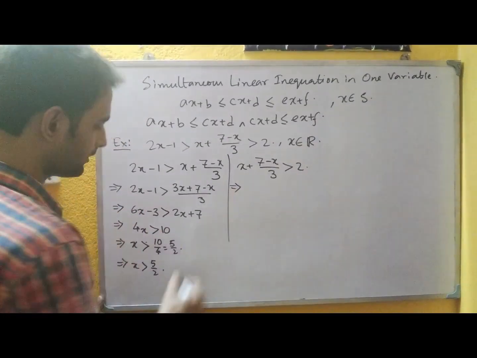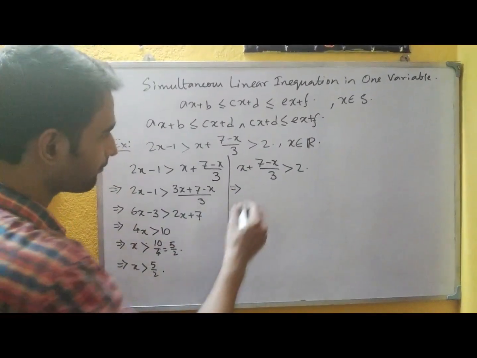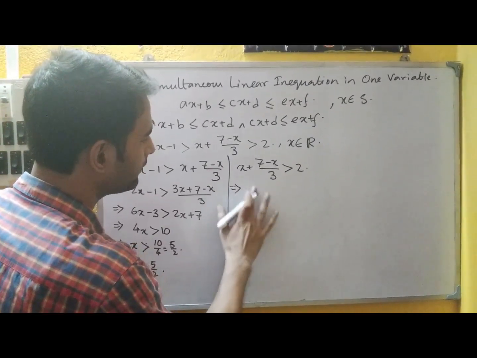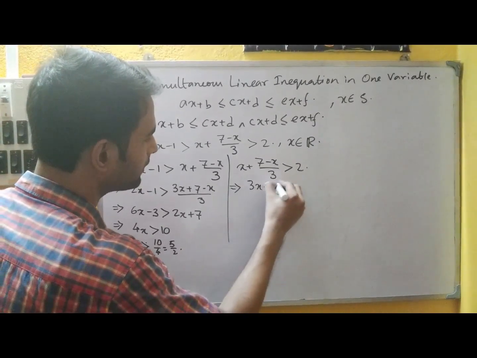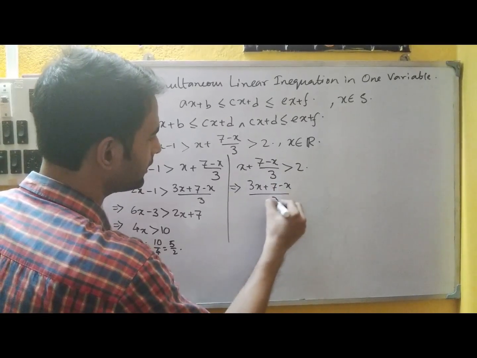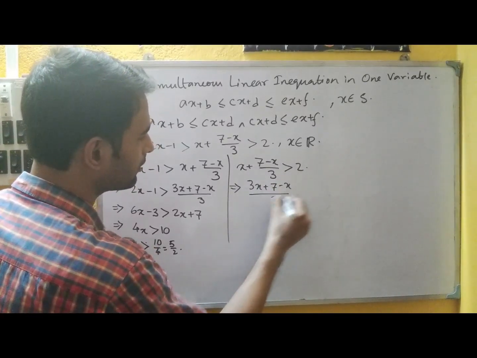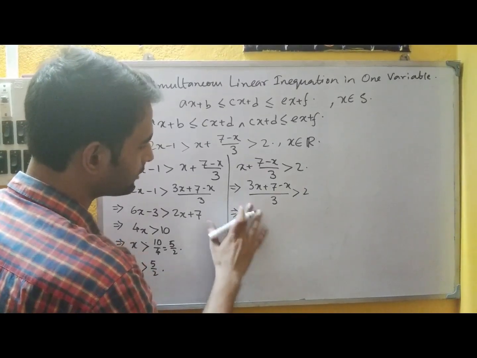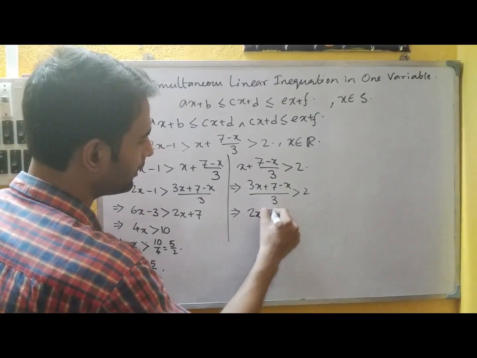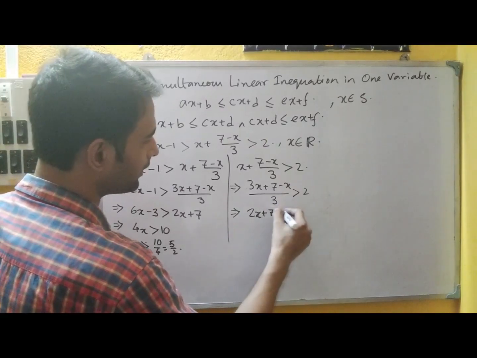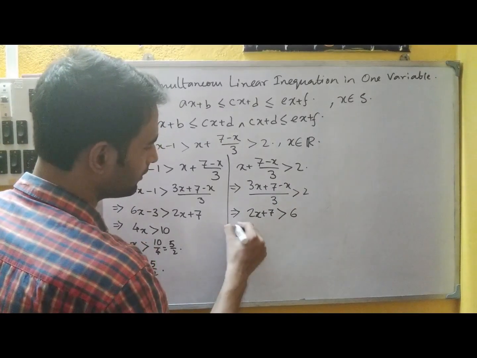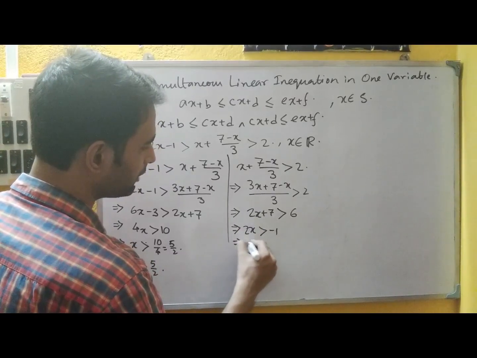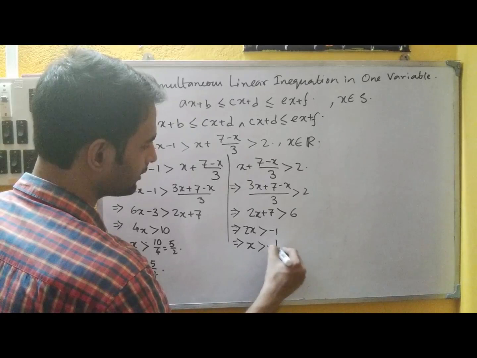And from here let us see what we will get. So it is again the same thing, 3x plus 7 minus x by 3 greater than 2. So it is 2x plus 7, and we are multiplying by this 3 on this side. So we get 2x greater than minus 1. That means x greater than minus half.